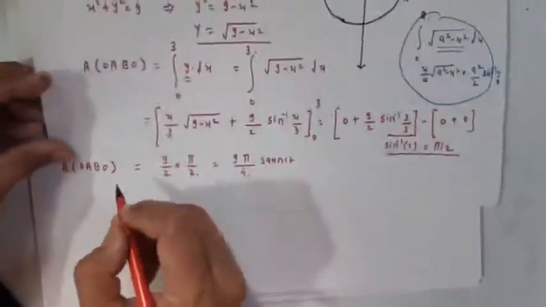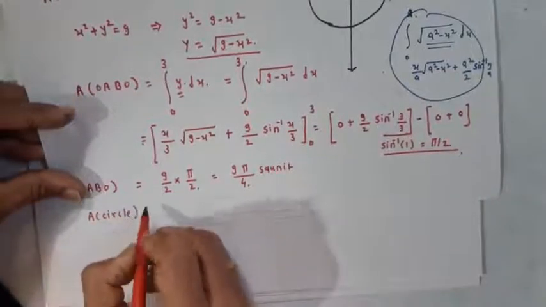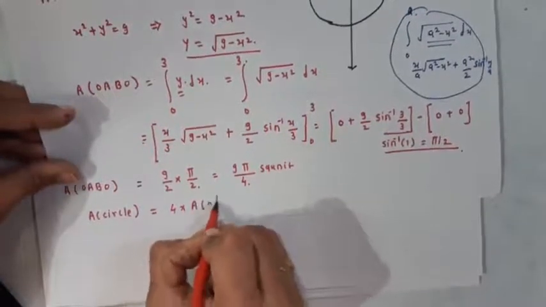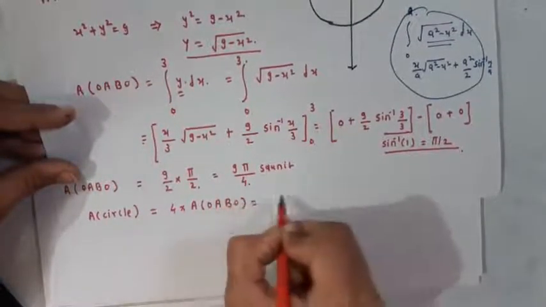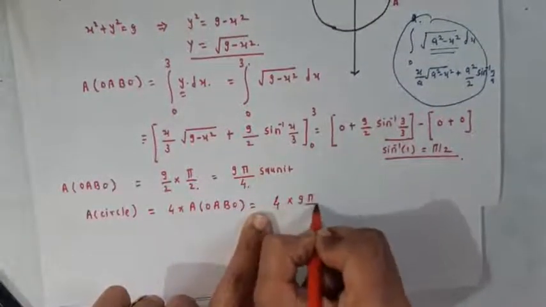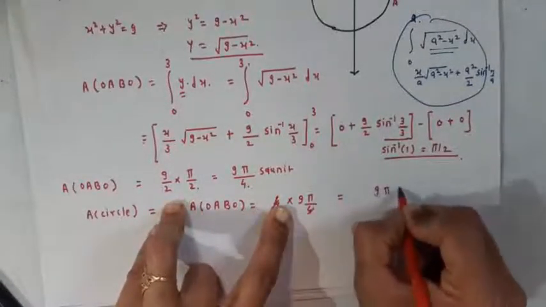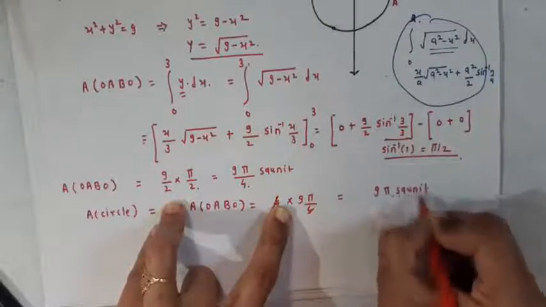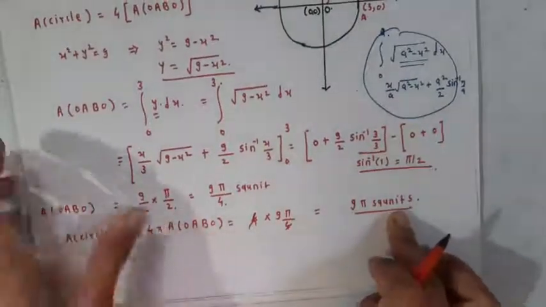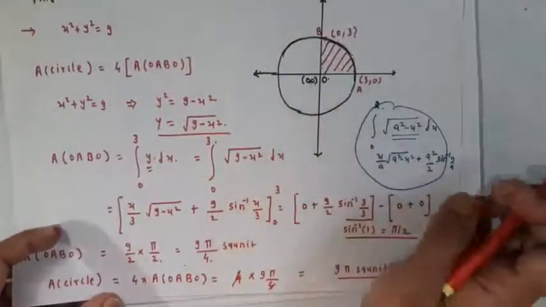Okay, so area of circle equal to 4 into area of OABO, and this is equal to 4 into 9 pi by 4, which gets cancelled. Hence area of circle is 9 pi square units. Okay, area of circle is 9 pi square units. In this way we can find out the area.